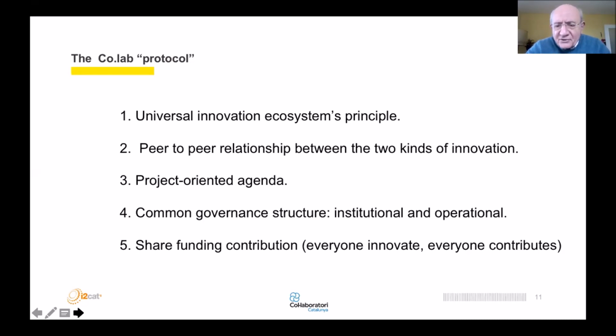That means that on the board of these projects there are also governments, universities, but also civil society organizations on a peer-to-peer basis. And five, shared funding contribution. Everyone innovates, everyone contributes. This is another important thing. You can contribute by funding, you can contribute by giving hours to this project for free. You can give materials, things, but everyone can contribute to collaborate in this kind of model.